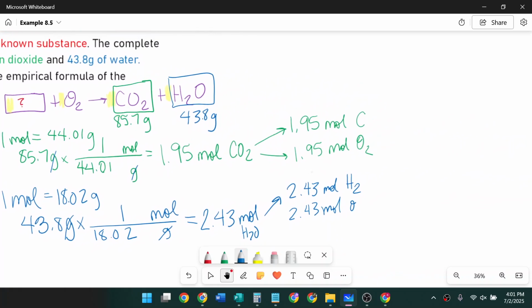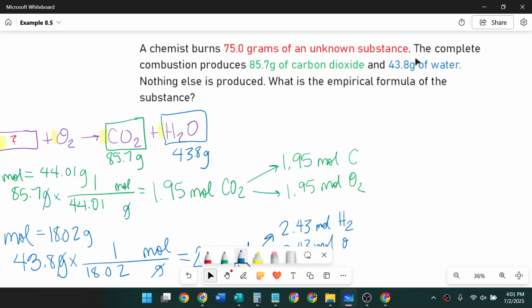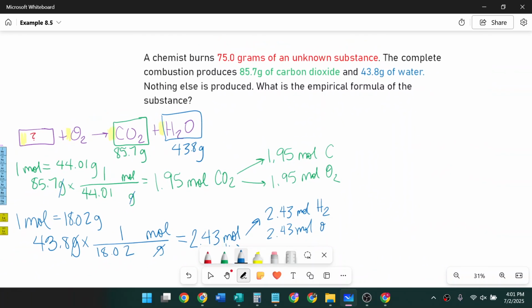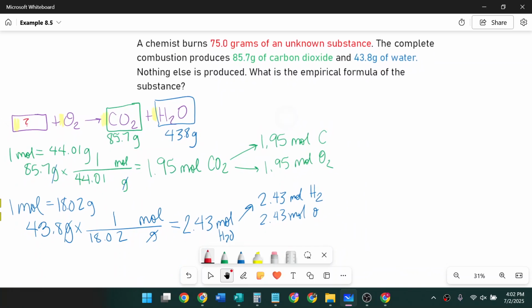All right, so now that we have those numbers, let's move my problem over so we can continue to see the problem as we work it over here. Now we can start to see where we're going. This original thing that we had over here, because it was complete combustion and nothing else was produced, we know that this box has to be made of the carbon and the hydrogen and, spoiler alert, possibly oxygen, but definitely carbon and hydrogen. To move forward, all we know is that we have 75.0 grams of whatever that one was.